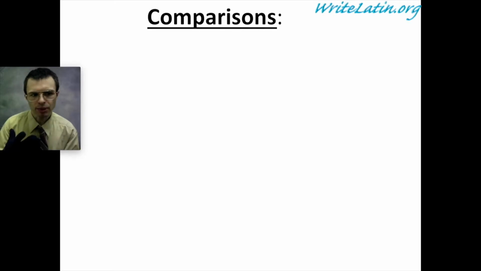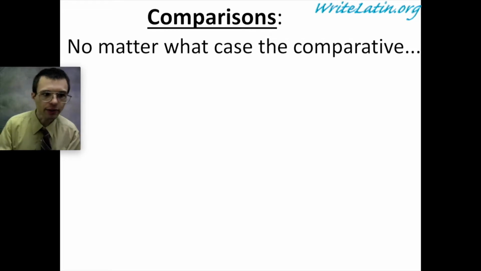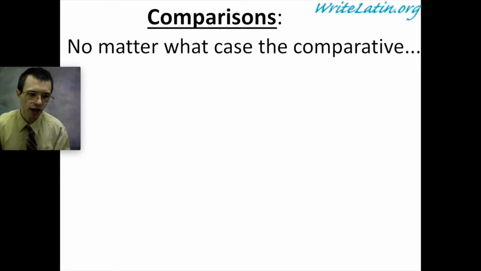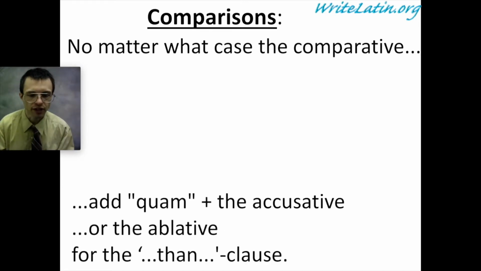Usually in an actual comparison, don't we say something is blanker than? We have two things in an actual comparison, blanker than something else. Okay, well, here's how you do it. No matter what case the comparative adjective is, like dative or ablative, to make the than part, add quam plus the accusative of that word, or add the ablative of that word.